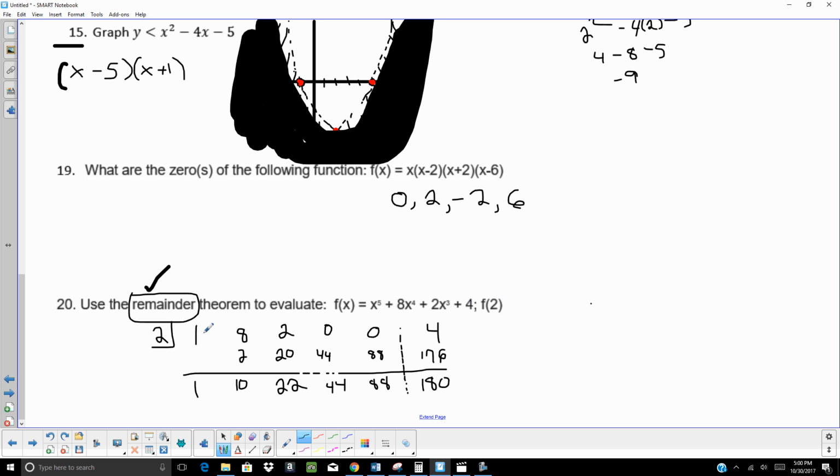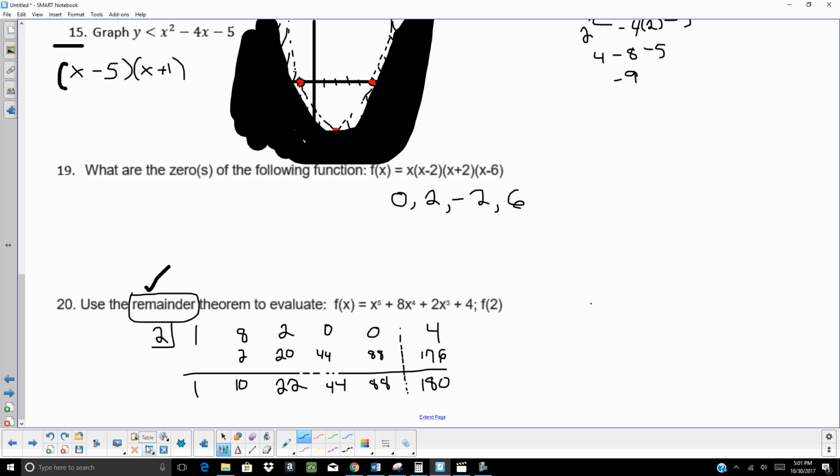And my coefficients are 1, 8, 2, 0, 0, 4. I have to put 2 placeholders in there because there's no squared or linear terms. Do the division, and I get 180.